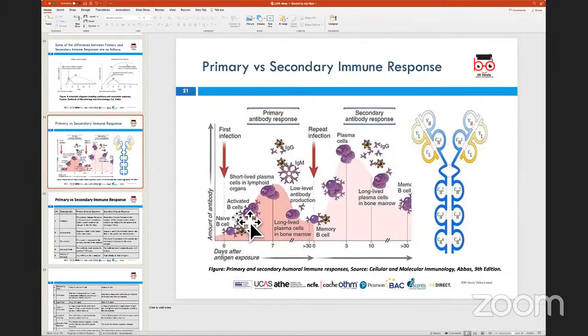So in the primary response, as you can see, it peaks at around 7 days. But in the secondary immune response, you see it straight away picking up on the 3rd day, when different types of cells, the plasma cells, the T cells, the cytokinins, the macrophages, and the killer T cells essentially start overcoming the infection or the antigen which is being released by the pathogen, and then it starts to become much more effective in terms of fighting the infection in the body.